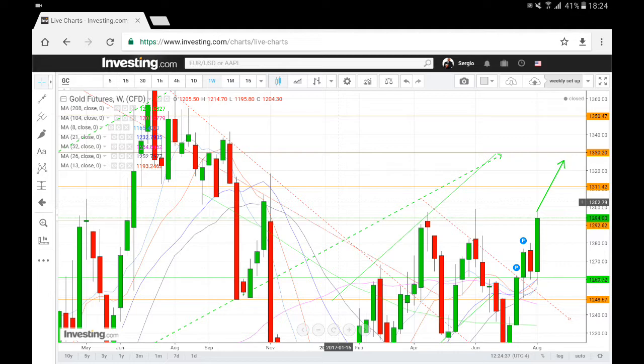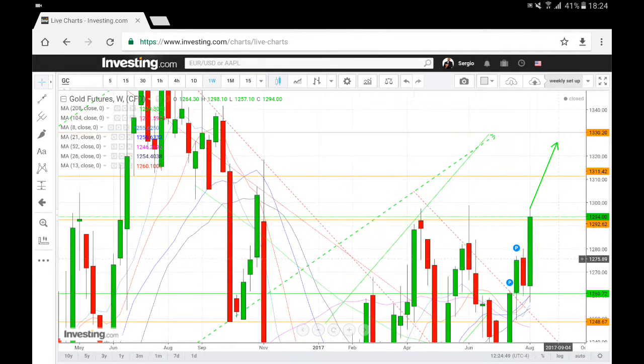But first of all, the most famous safe haven is gold. So I'm expecting that if those tensions continue, we are gonna see more upside for gold. Okay, so that's it.